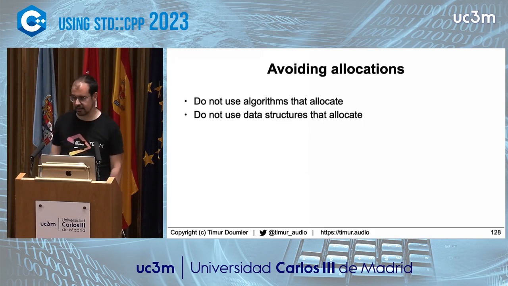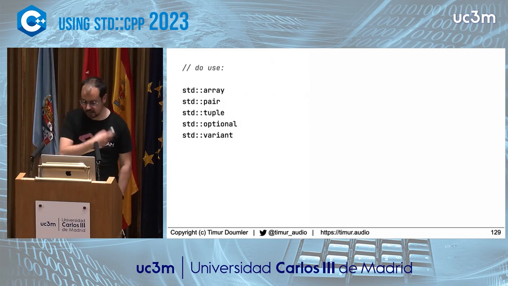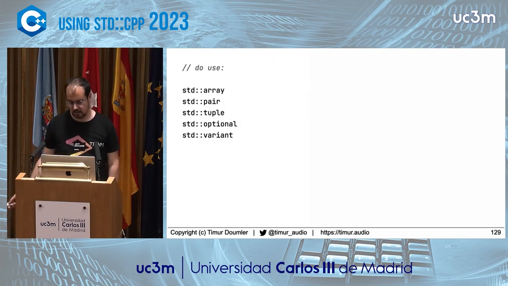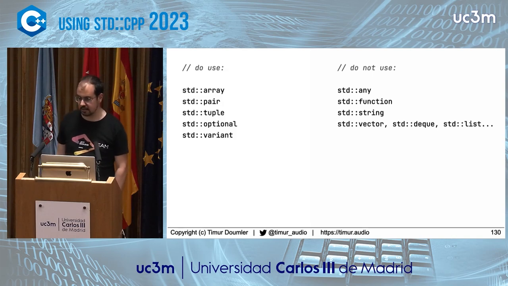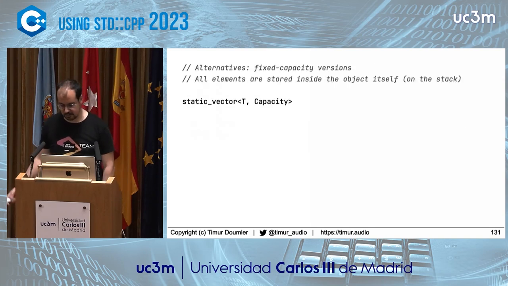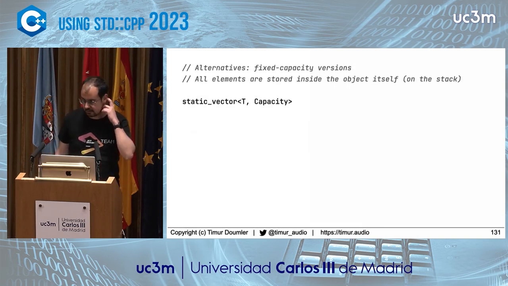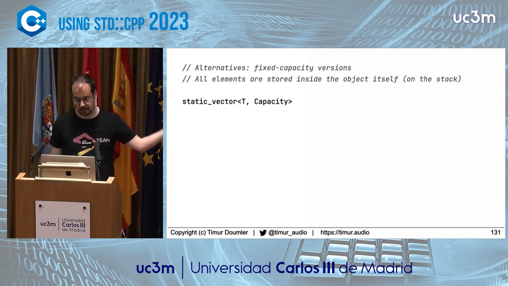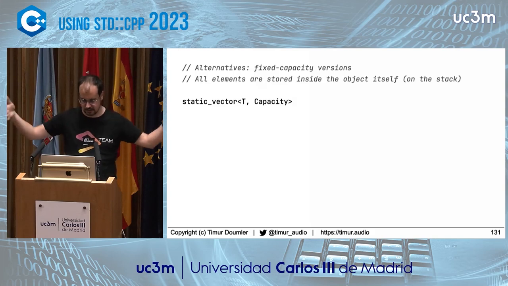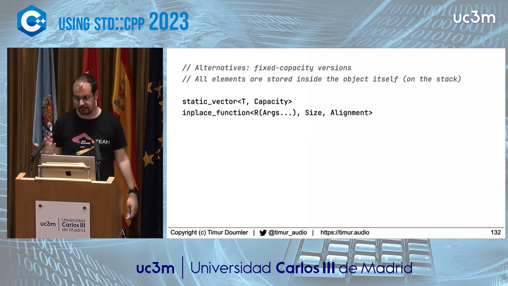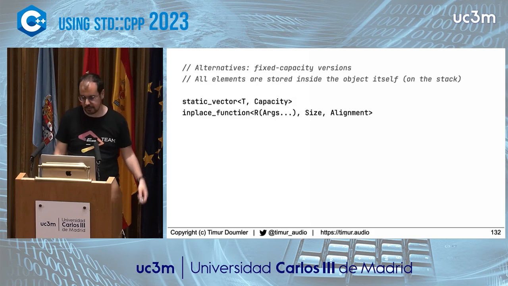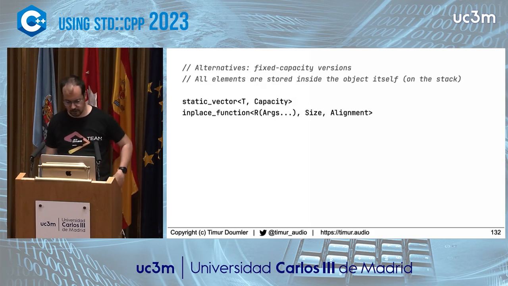And don't use data structures that allocate, right? You can use all of these because they're just on the stack. You can't use any of these, anything with type erasure or a dynamic memory allocation. There are alternatives. Static vector is not in the standard yet. I think there's a paper to standardize it, but there's a third-party library. It's basically a stack vector, a vector that has a fixed capacity, but everything is on the stack. The same exists for std::function, a stack-only version, which, if the function object is too big, you're going to get a compiler error because it doesn't fit into the stack space. But it's never going to allocate dynamic memory.